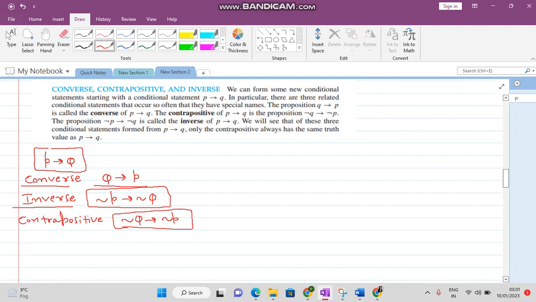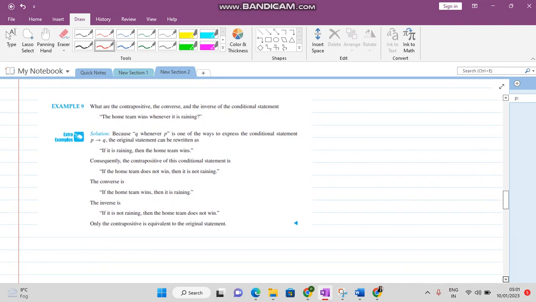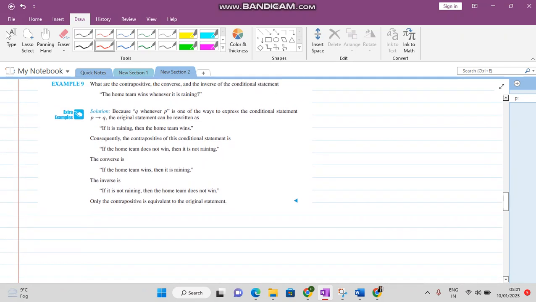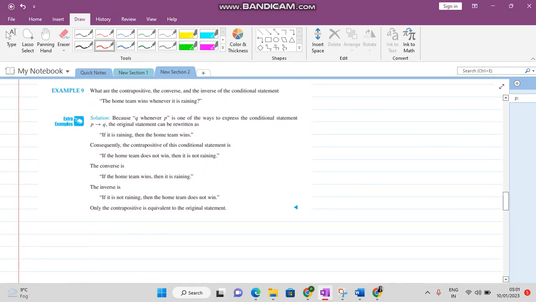Now see one example based on this. The question is that we are given the conditional statement and we need to find its contrapositive, converse, and inverse. The statement is: if the home team wins, whenever it is raining. I told you that whenever a word like "whenever" comes, the statement after it is taken as P.